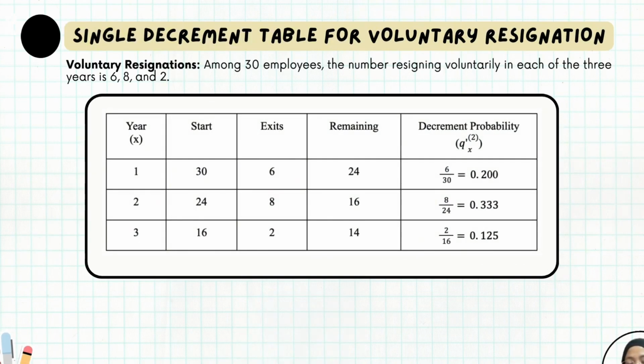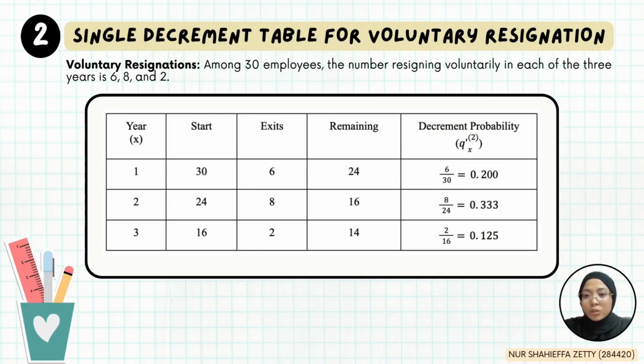Is 6, 8 and 2. So this value represents the exit value for each year. So for the first year is 6, for the second year is 8 and the third year is 2.